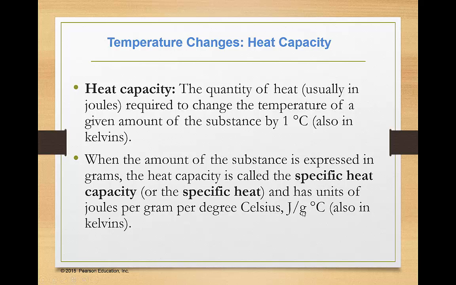So both of these go together. You could put parentheses around gram and degrees Celsius. Both of those are in the denominator. Joules is in the numerator. You could also put Kelvin here in place of degrees Celsius if necessary. You might have to do a conversion from Celsius to Kelvin.